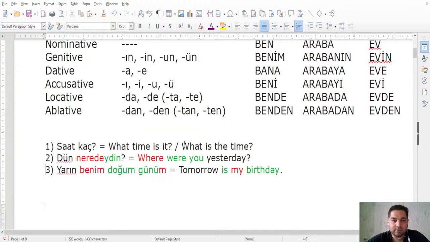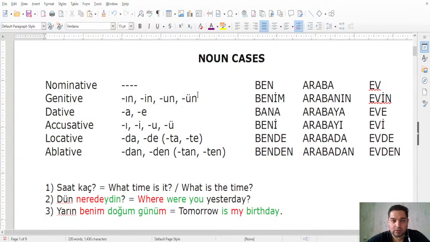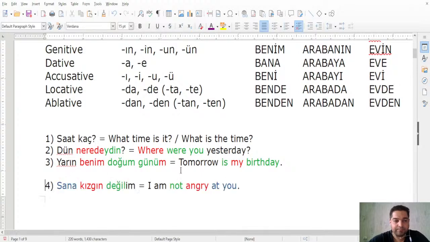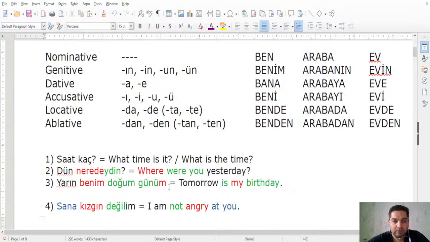Let's look at the fourth sentence. Let me just keep it up a bit. Okay, the fourth sentence. Sana kızgın değilim. I'm not angry at you. Now look at this sana. Sen is you, right? Sana is the dative case of sen. That's how we make the dative case of the pronoun sen. Sana means to you.